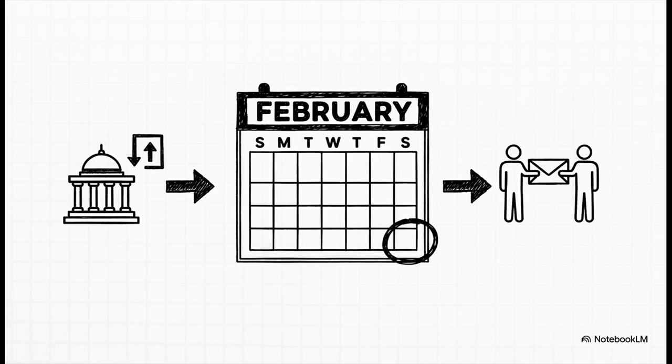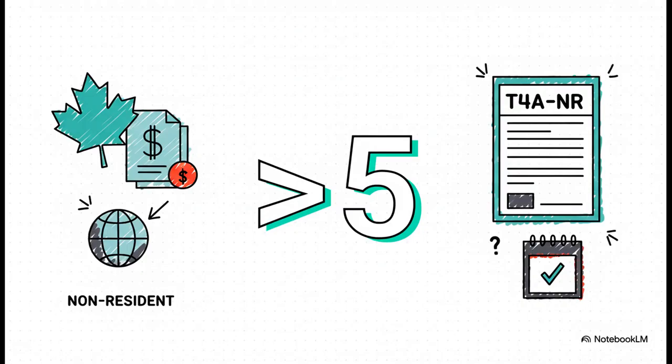This is also your deadline to actually get the slips into the hands of the people you paid. And please take note of this rule. The days of mailing in big stacks of paper forms are pretty much over. If you're issuing more than 5 T4A-NR slips for the year, electronic filing is mandatory. For pretty much any real business, this means you are going to be filing online through the CRA's web services.